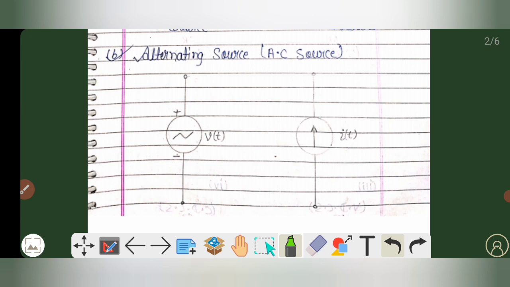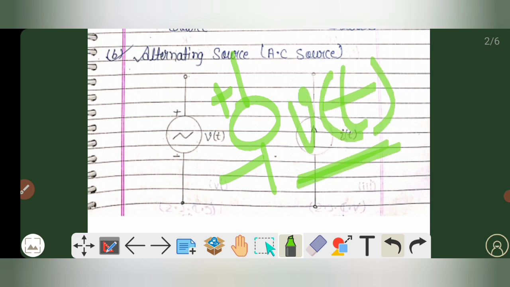Now, as we proceed further, the second classification is the alternating source, which is also known as the AC source. As you can see here, this is the independent voltage source. It is represented by a circle with positive and negative terminals, and it is represented by v(t). This is the instantaneous voltage.